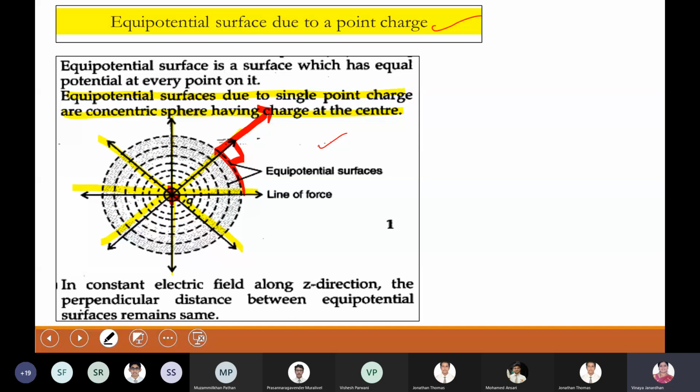You can write: equipotential surfaces due to a single point charge are concentric spheres having the charge at the center. And draw the diagram. You have to label your equipotential surfaces, because there are many equipotential surfaces. You have to mark the lines of force.